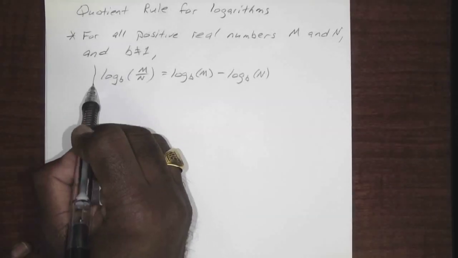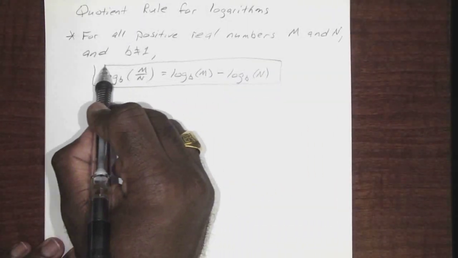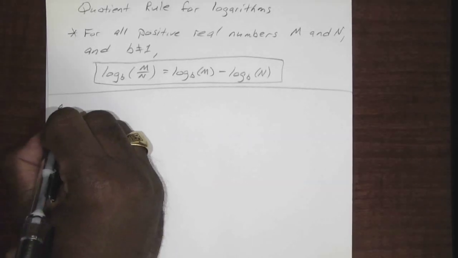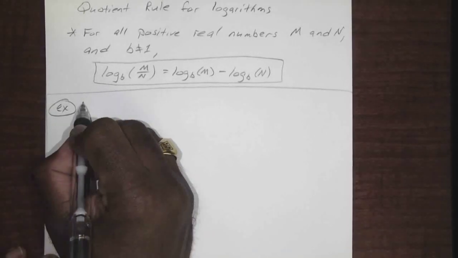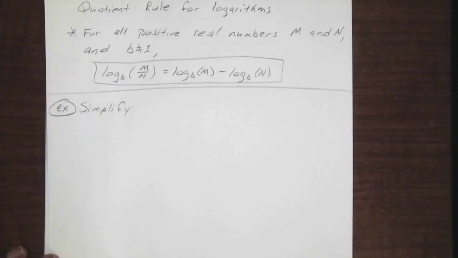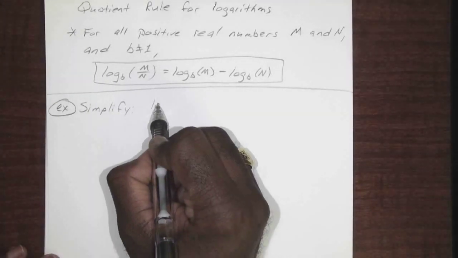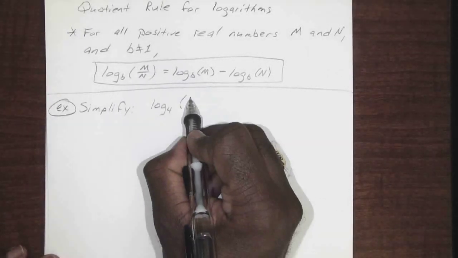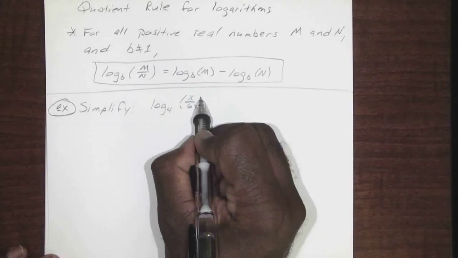Right, so that is our quotient rule formula. Okay, so let's say, for example, you wanted to simplify log base 4 of x over 64.